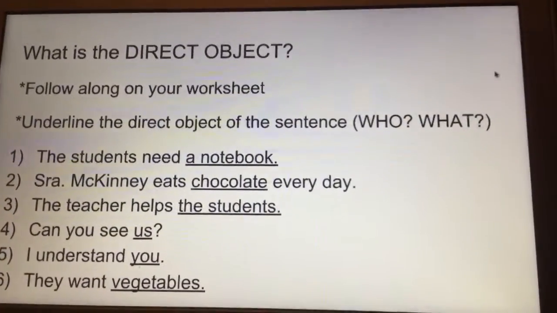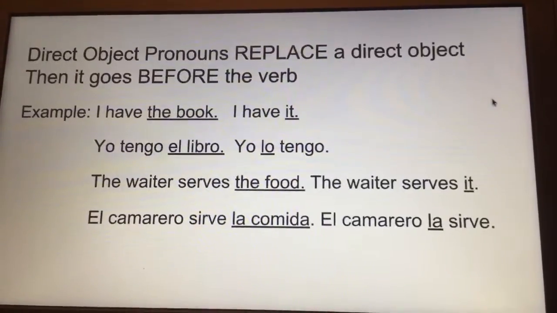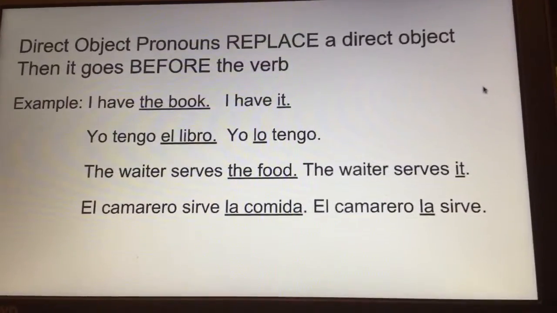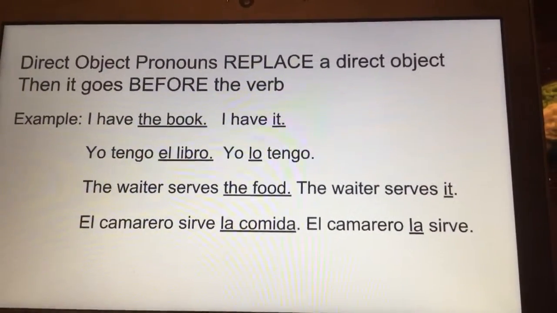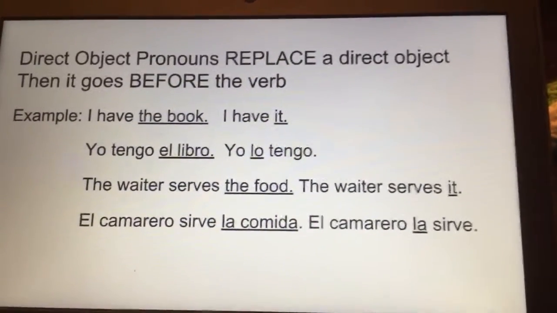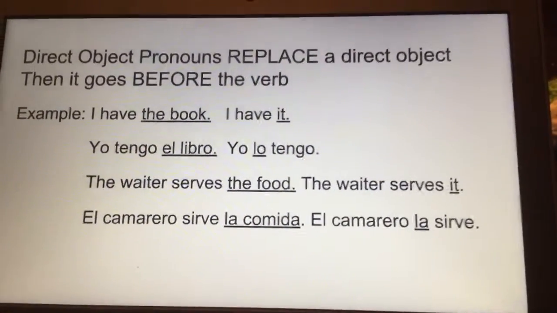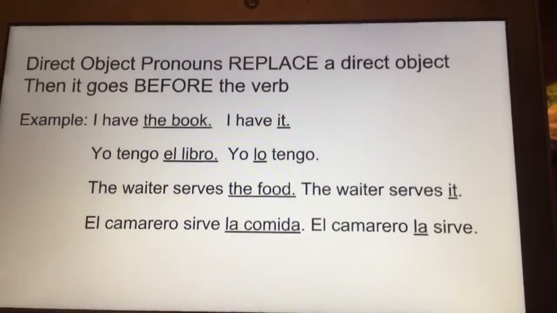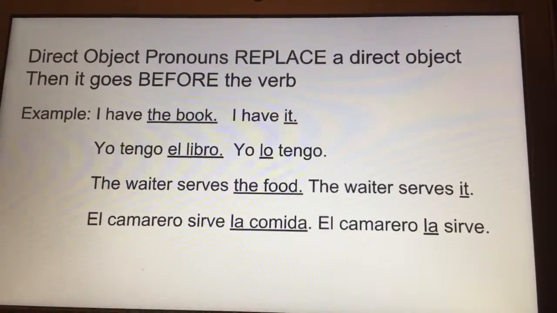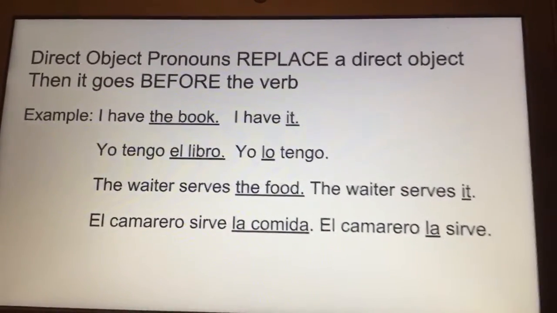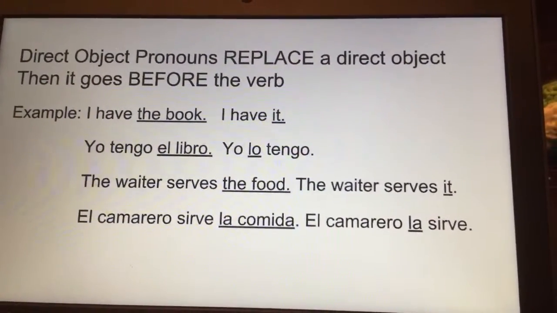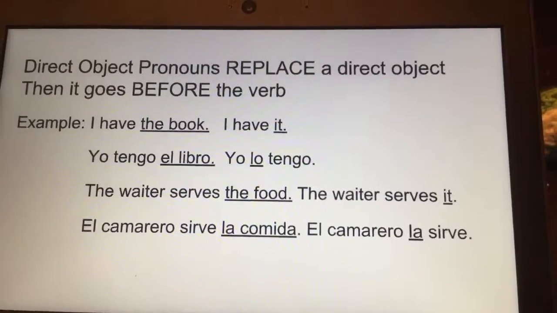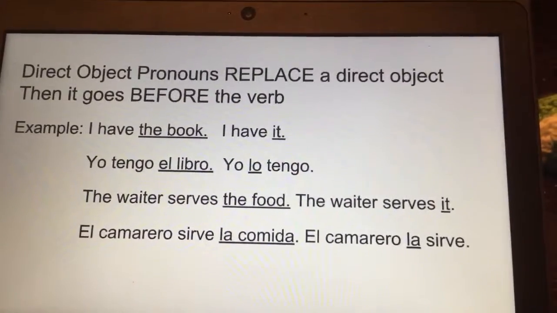Okay, now that you know what a direct object is, what are direct object pronouns? Well, they replace a direct object, and the pronoun goes before the verb. So, for example, I have the book. The book is a direct object. In English, we would replace the book with the word it if we wanted to shorten it up. It is the pronoun. So you could say, I have it instead of the book.